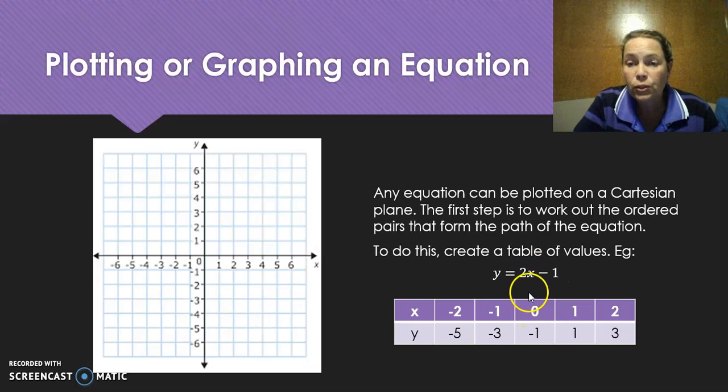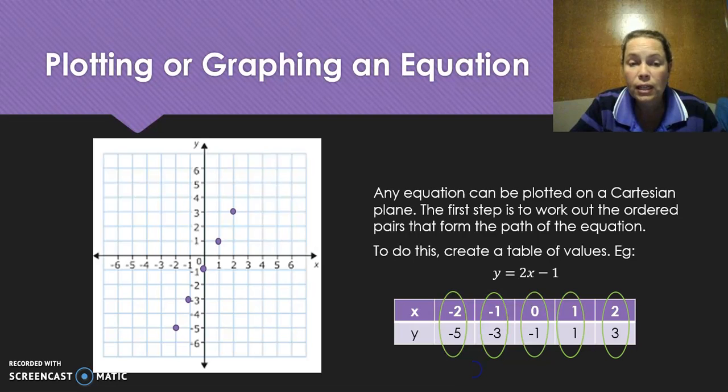When x is 0, 2 times 0 gives us 0, minus 1 is -1. With x equal to 1, 2 times 1 is 2, minus 1 is 1, and finally 2 times 2 minus 1 gives us 3. Now we have a table of values, and what this actually gives us is a set of ordered pairs. So our first one is (-2, -5), and you can see it plotted there. We have (-1, -3), (0, -1), (1, 1), and (2, 3).